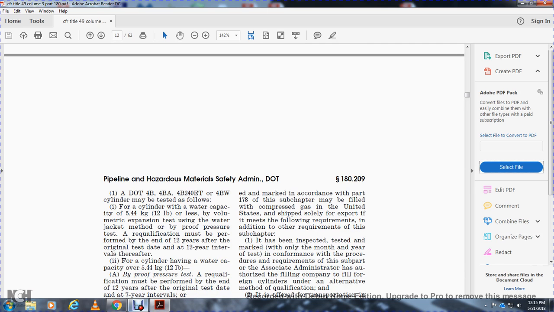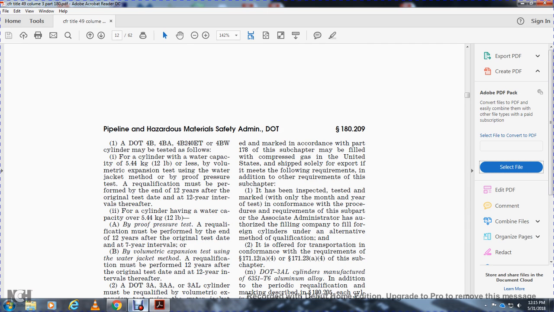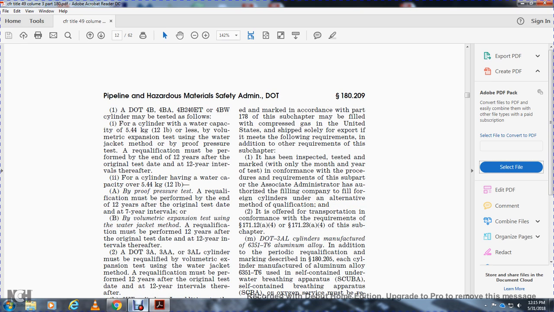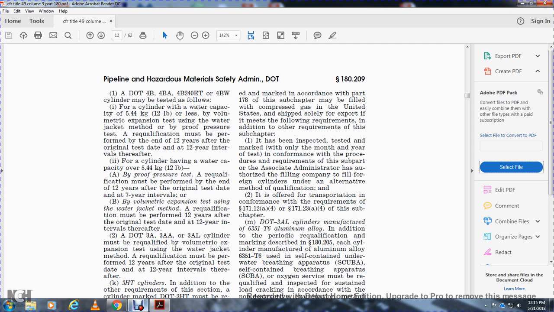Method: the proof pressure for the requalification must be performed 12 years after the original test date, with 12-year intervals thereafter. The 4-cylinder, for its only having the water capacity of 12 pounds, the proof pressure test requalification must be performed at the end of 12 years from the original test date with a 7-year interval. The volumetric expansion testing with the water jacket test method of requalification must be performed 12 years after the original test date, 12-year intervals thereafter.